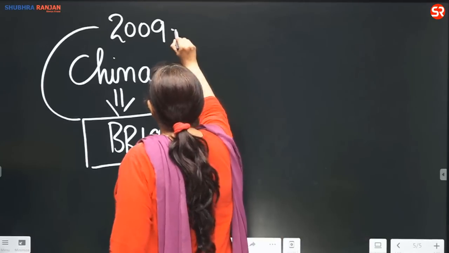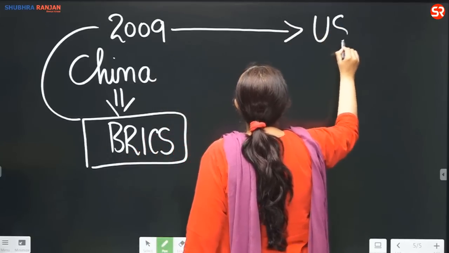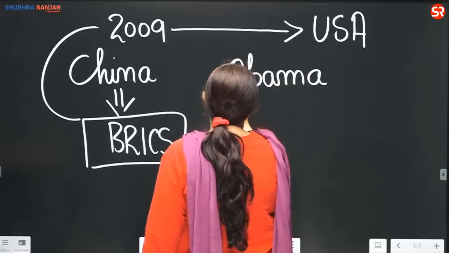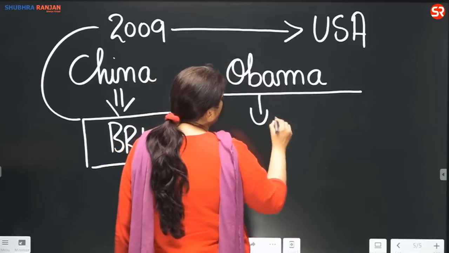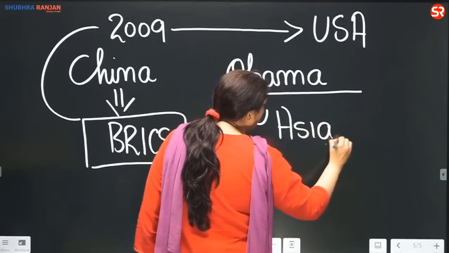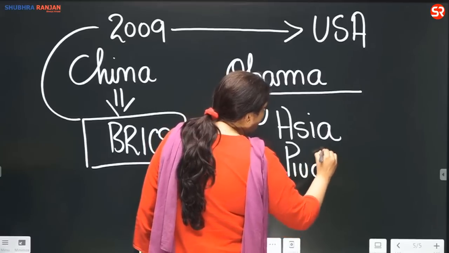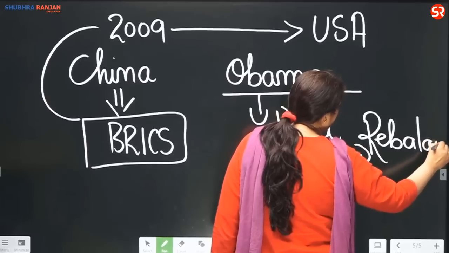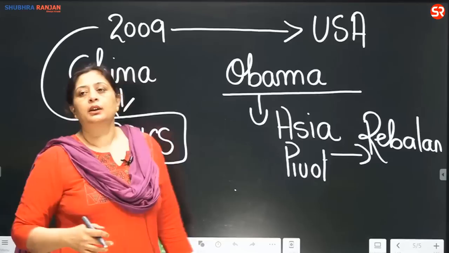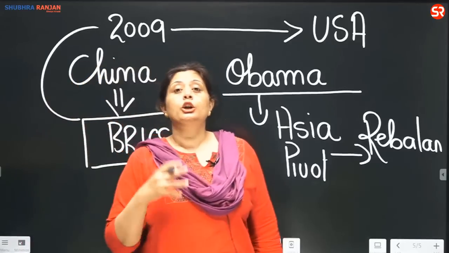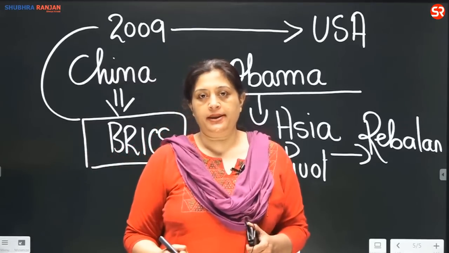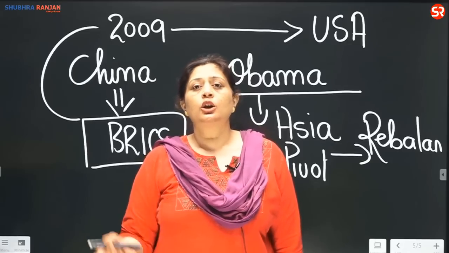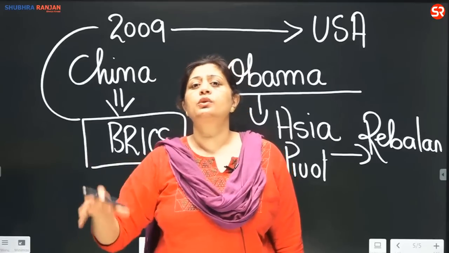So, there is a change of guard in USA and Obama came to power, and the Obama administration launched the policy of Asia pivot, which later on came to be known as Asia rebalance. Now, US has overstretched itself, and that is why it was essential that US makes its own house in order.